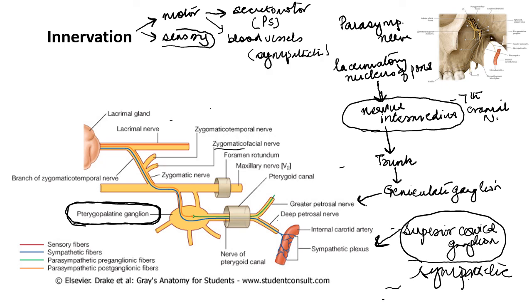And then we also talk about the sensory innervation. So any gland which we are going to talk about, we should know about the secretomotor fibers, the sympathetic fibers which are coming to it, and the sensory fibers. Okay, so that is about the innervation of the lacrimal gland.